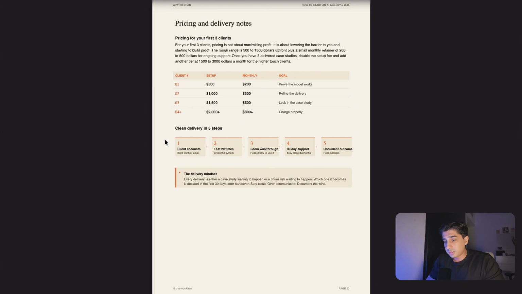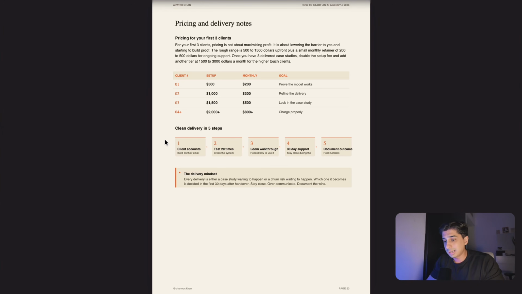So, clean delivery in 5 steps. This is very, very important, guys. Delivery is one of the most important parts of this entire process, because if you can build something great, which is amazing, but you fail to deliver it correctly, you're just not going to keep them long term, and they're probably not going to work with you.